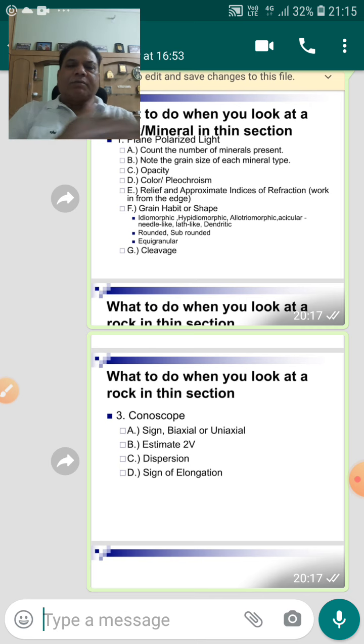Suppose it is showing some color, then you go for the cleavage. If it is showing one set of cleavage, it is some mica mineral. If it is showing two sets of cleavage and the cleavages are oblique, then it is amphibole. But if the two sets of cleavage are perpendicular, then it is a member of the pyroxene group. The olivine group have irregular fractures instead of cleavages. So with this broad outline, you can categorize.